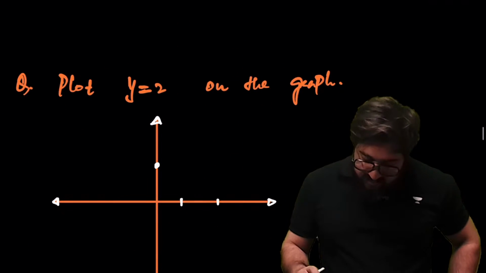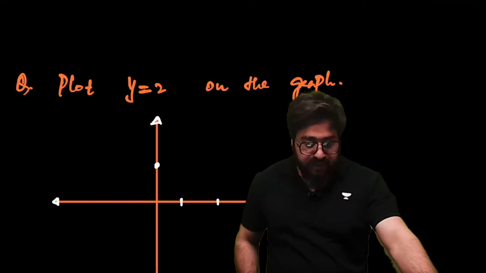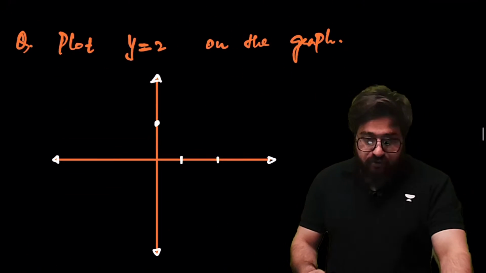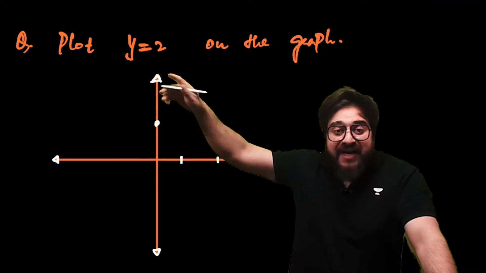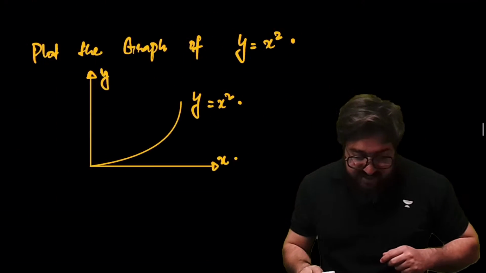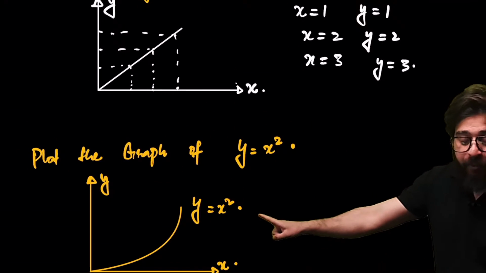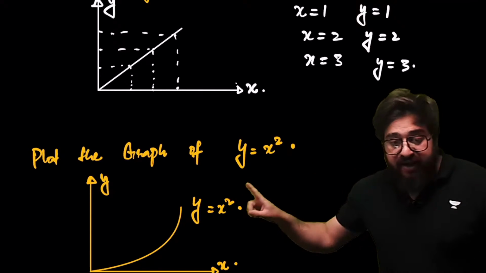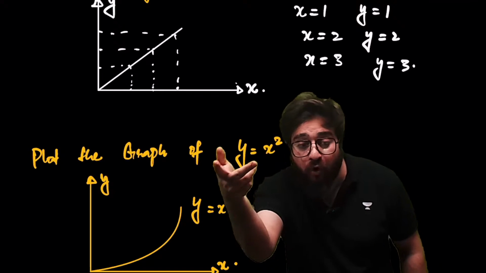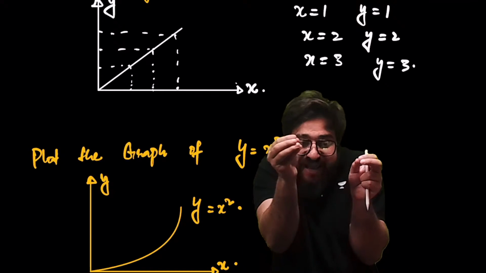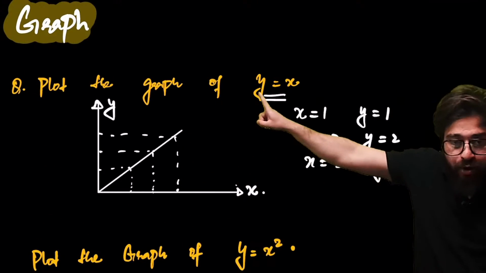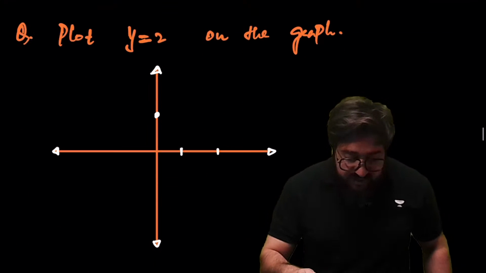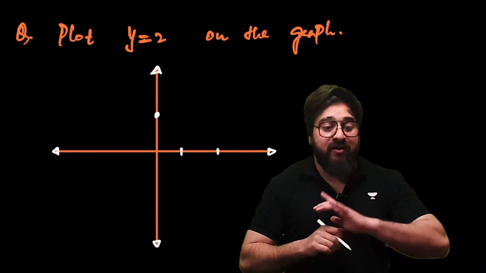Okay. Similarly, if I ask you to tell me the graph of y is equal to 2, y is equal to 2 means constant. See, in this case, y depends upon x. Means when x is 1, y will be 1. When x is 2, y will be 4. Okay, this is how y is varying with x. In this case, y also depends upon x. But here, we say, sir, y is constant, y is 2.